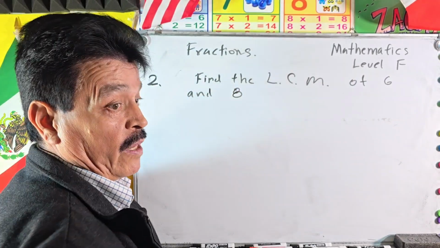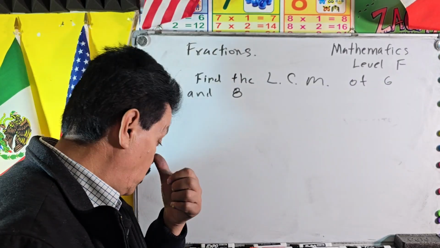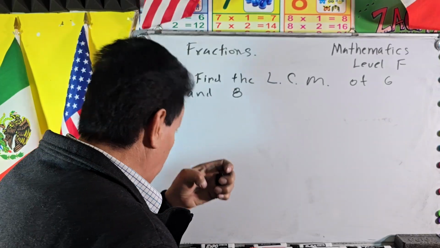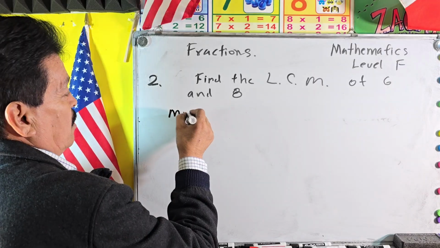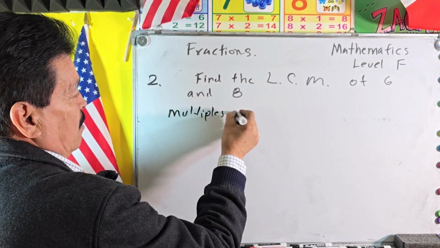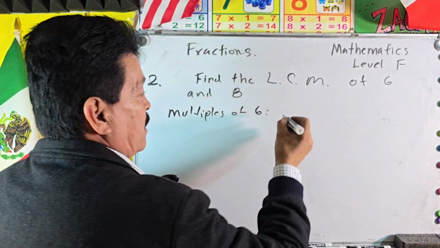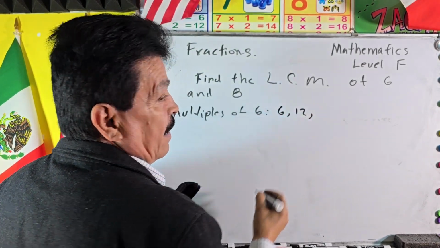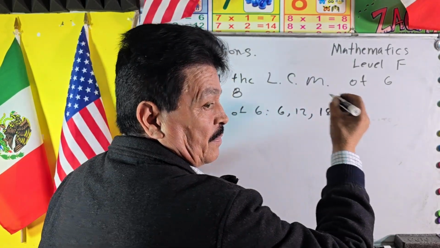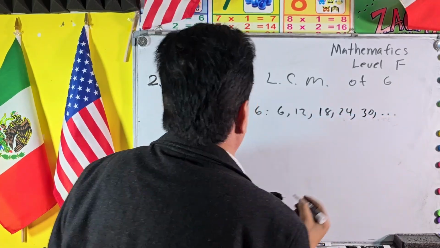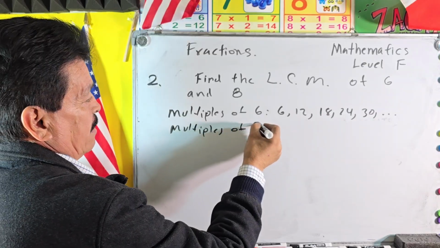So when you talk about the greatest common divisor, we are talking about the factors, but now we're talking about the least common multiple. We're talking about multiples. So multiples of 6. We have to write all numbers: 6, 12, 18, 24, and 30, and so on. Then now multiples of 8.